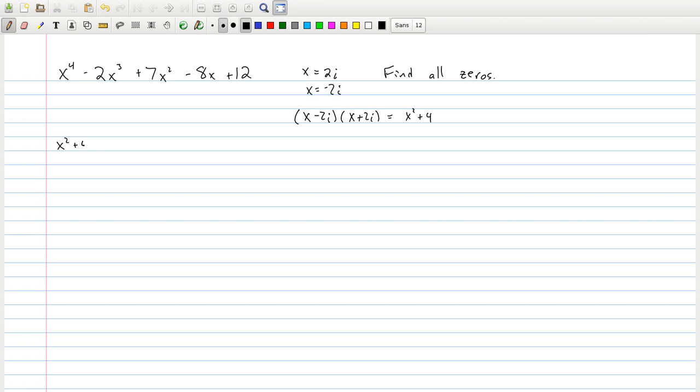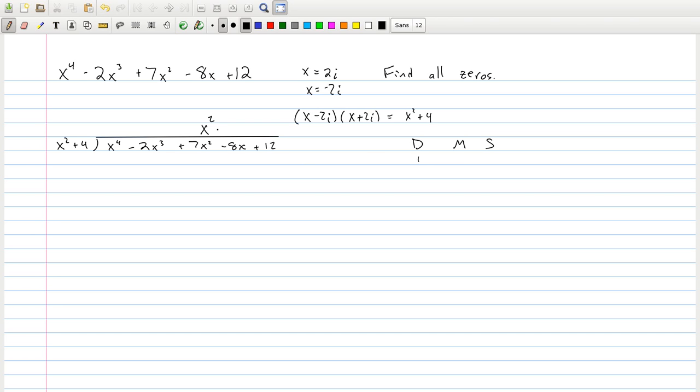We take x squared plus 4 into our polynomial: x to the fourth minus 2x cubed plus 7x squared minus 8x plus 12. And we'll put the division bar on top. So we start out with our long division process. We have 3 steps: divide, multiply, and subtract. We divide the leading terms. X to the fourth divided by x squared is x squared.